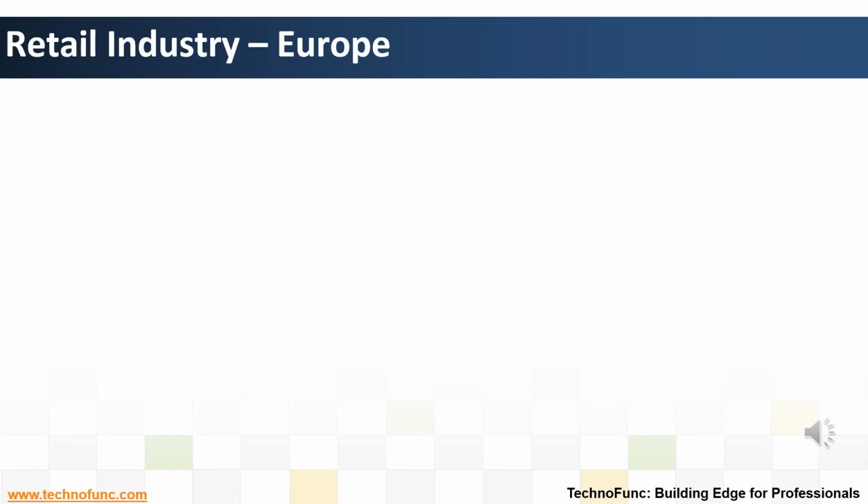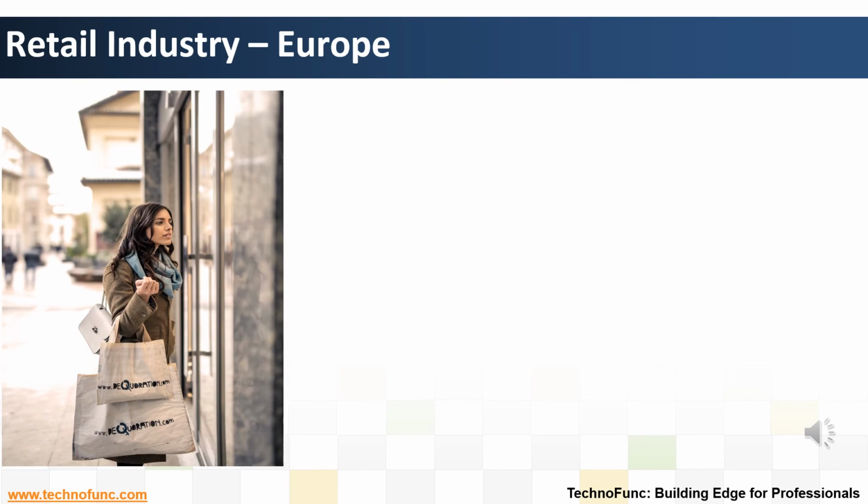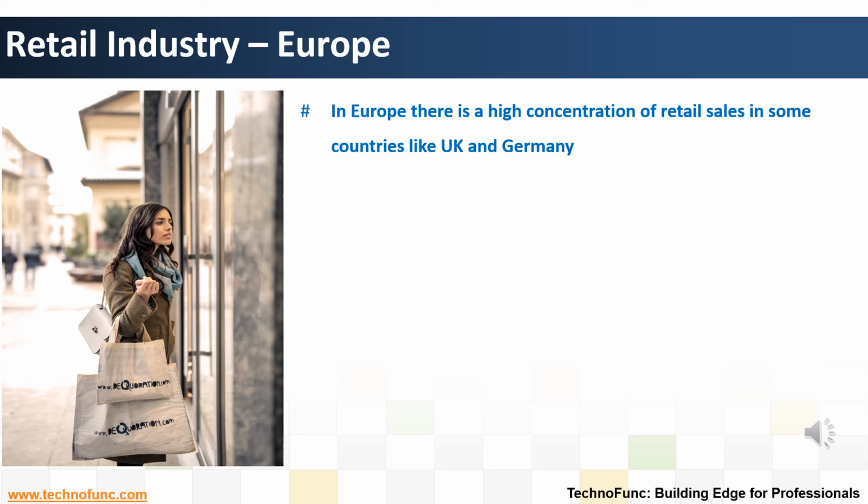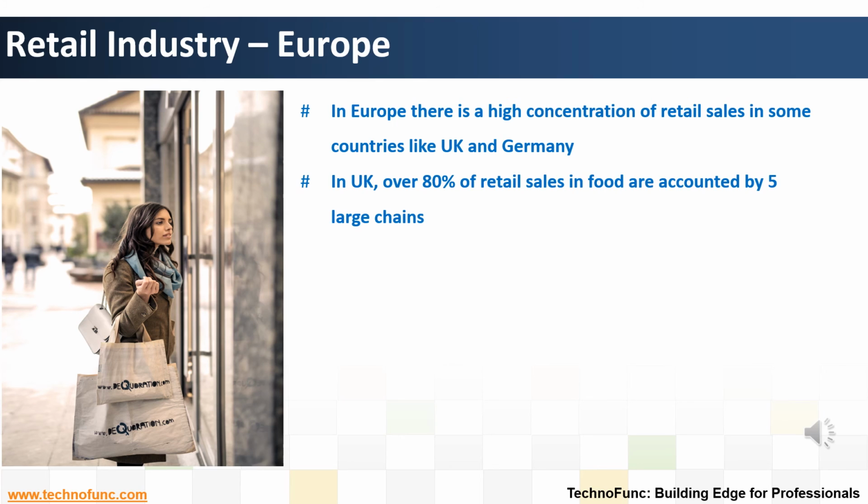Europe. In Europe, there is a high concentration of retail sales in some countries like the UK and Germany. In the UK, over 80% of retail sales in food are accounted for by 5 large chains. In Southern Europe, the market is more fragmented, and we find traditional small family-owned stores dominating the markets.